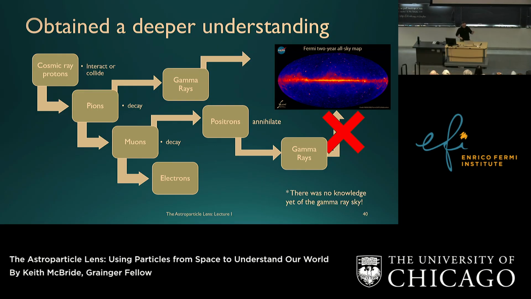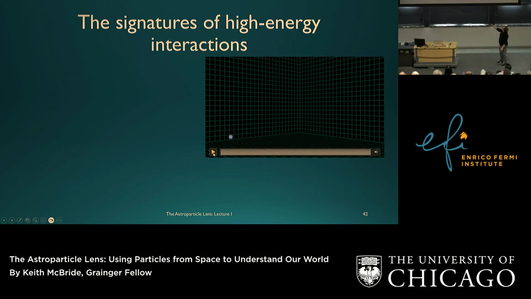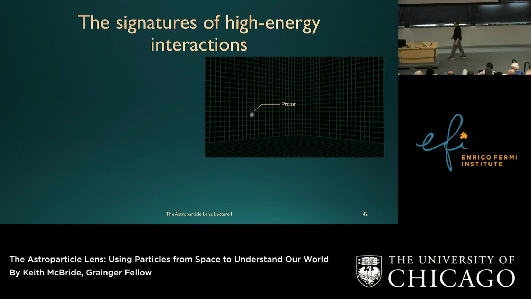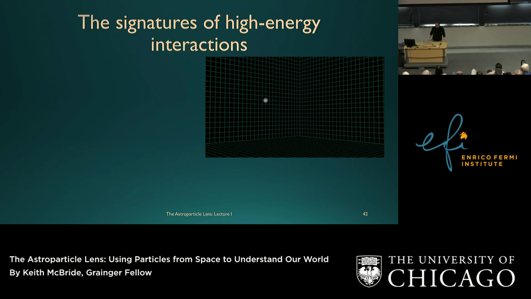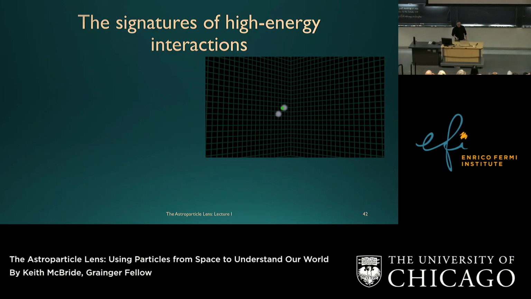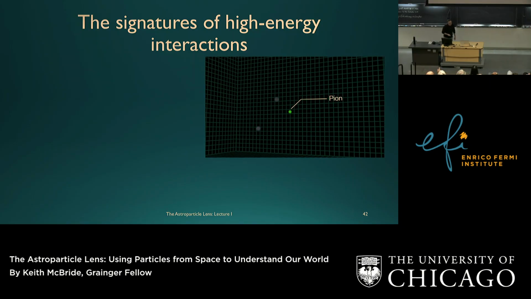All of this is happening at the very tiny scale. There was no knowledge yet of the gamma ray sky, right? This was all the kinds of stuff that was figured out at the time, mostly from detectors on the ground and at high altitudes. And so I want to come back to the signatures of these high energy interactions, as we need to start calling them. You have that proton, that lowly proton with no energy in the gas, just sitting there, and you have a really high energy cosmic ray proton coming in and interacting, producing these pions, right?